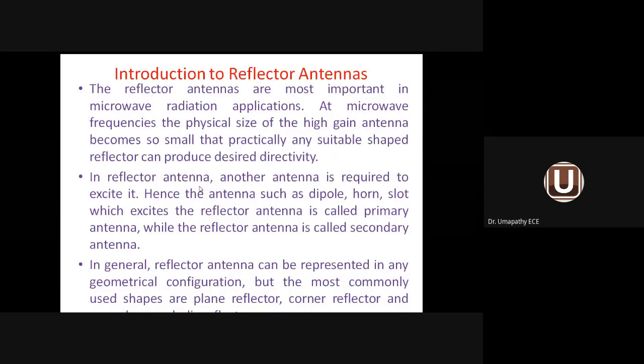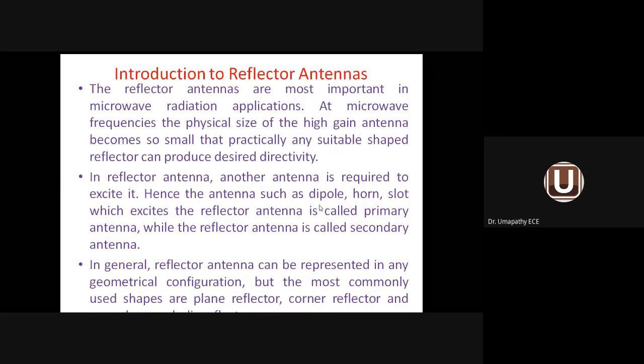In the reflector antenna, another antenna will be required to excite it. Remember, reflector antenna will always have 2 elements. One is called the primary element, another is called the secondary element. The primary element is for feeding the signal. The secondary element is for reflecting the radiation in the desired direction so that desired gain and directivity can be achieved.